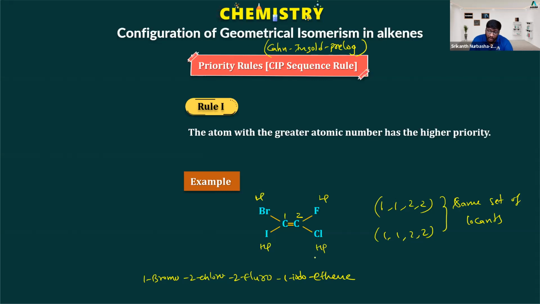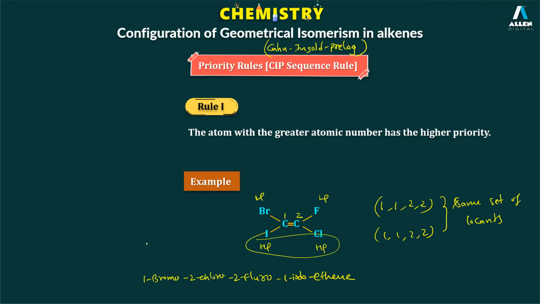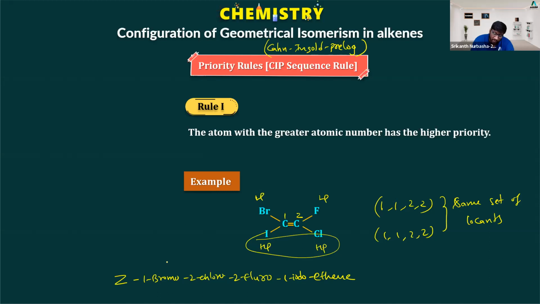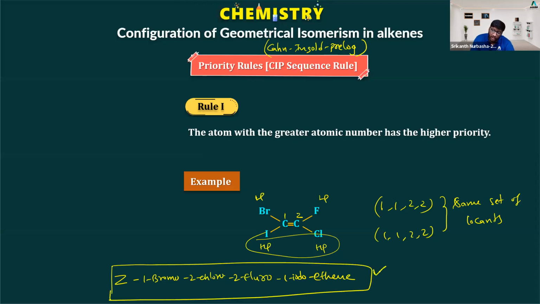This is the name of this particular molecule, which gives only information regarding the type of bonding, type of linkages, where they are present. But if I write a Z here, Z or E, same Z, high priority on the same side, Z. So if I mention Z, then you will get the complete name. Z of 1-bromo, 2-chloro, 2-fluoro, 1-iodo ethene will give the complete name of this particular molecule, which includes the information regarding spatial positions also.